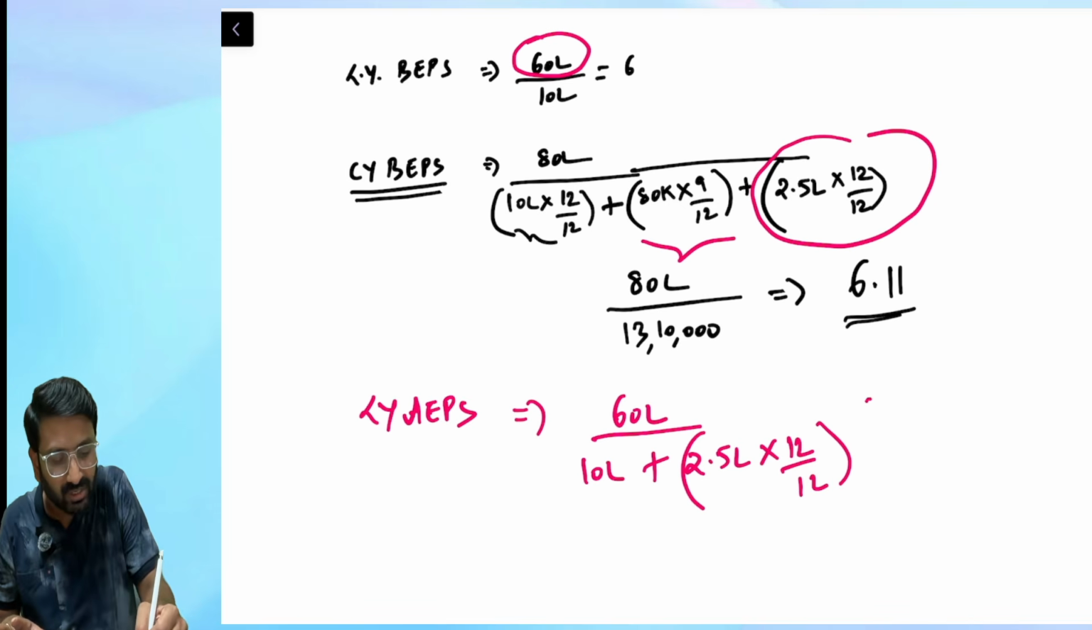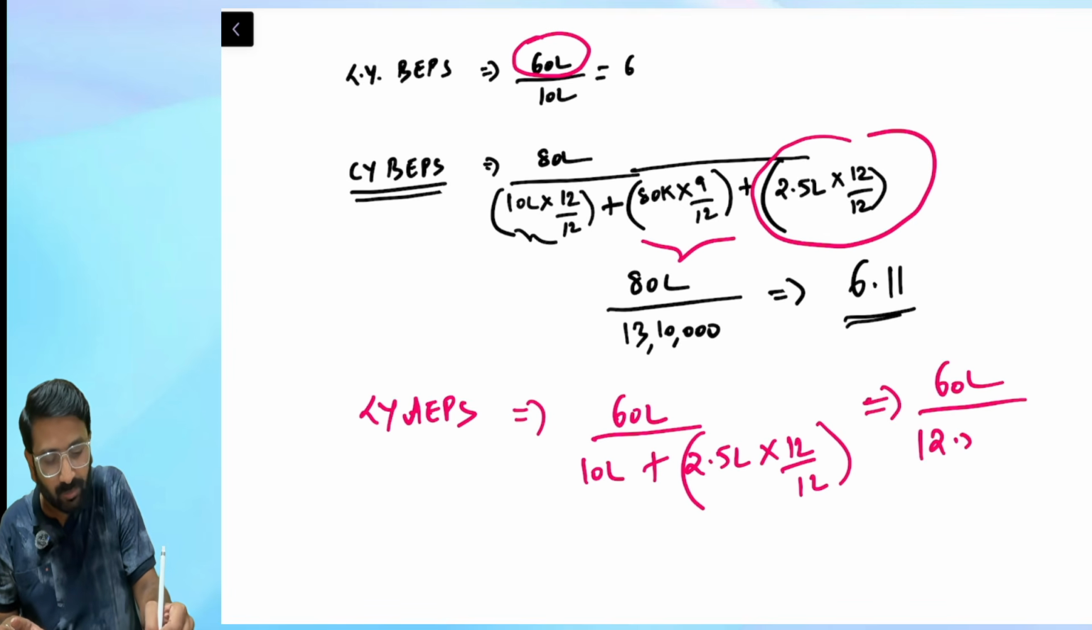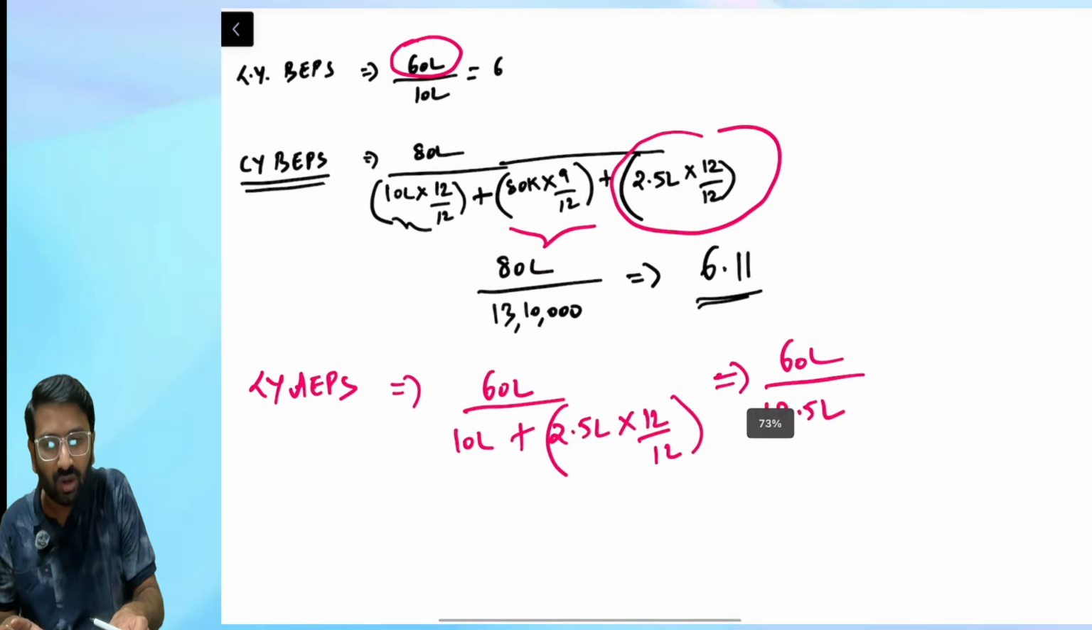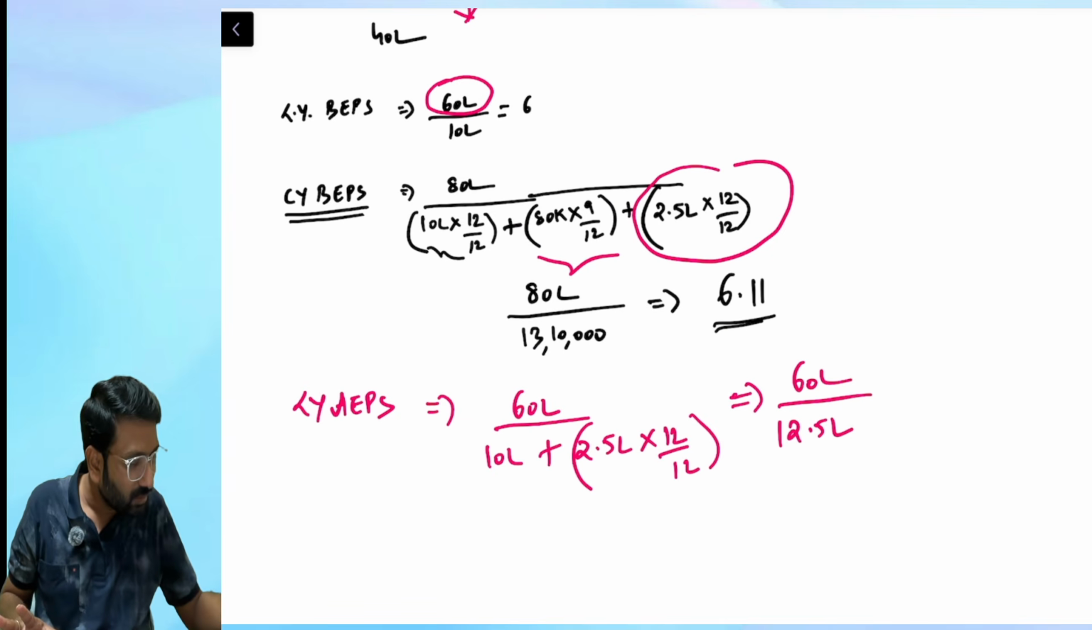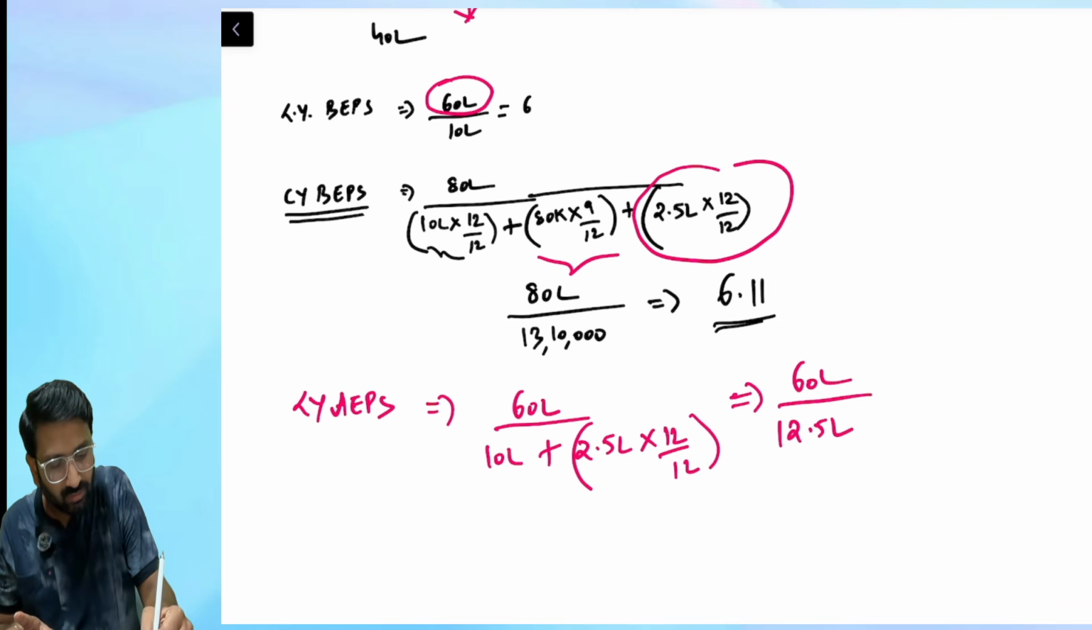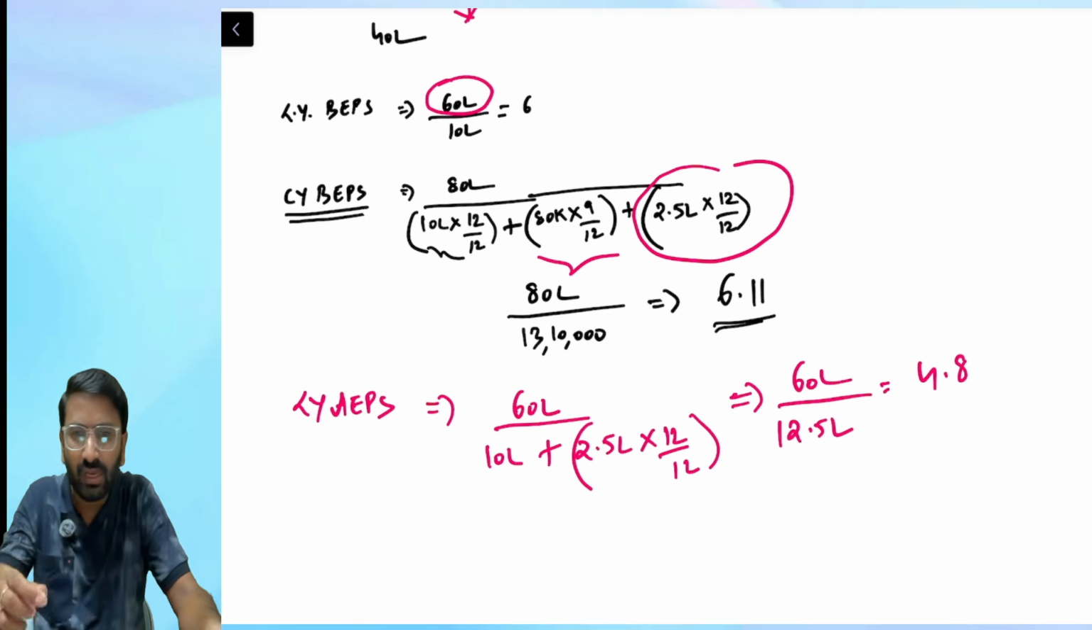So based on that, you calculate adjusted EPS. Can I say 60 lakh divided by 12.5 lakh? And that will give you last year adjusted EPS. So just calculate that. So can I say 60 lakh divided by 12.5 lakhs. So how much you get? 4 rupee 80 paise.